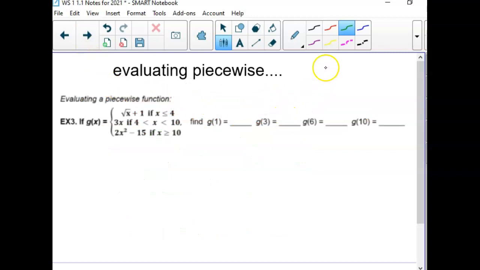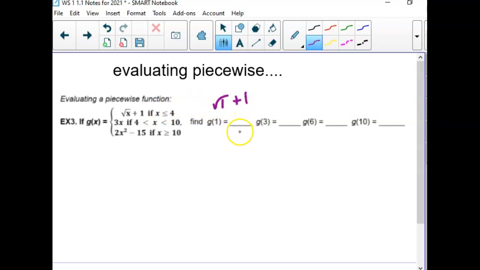All right, evaluating a piecewise, this is a new concept. I don't think I put it on the quiz yet, but evaluating a piecewise, you have to read these rules, okay? If x is less than or equal to 4, I use this rule. If x is between 4 and 10, but not including them, I use this rule. If x is greater than or equal to 10, I use this rule. So put in a 1. 1 is less than 4, so I'm using the first rule. Everybody okay there? So I would have square root of 1 plus 1.